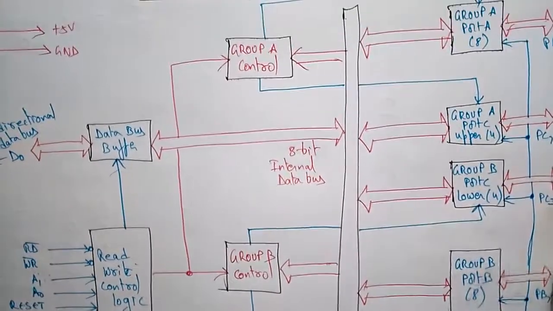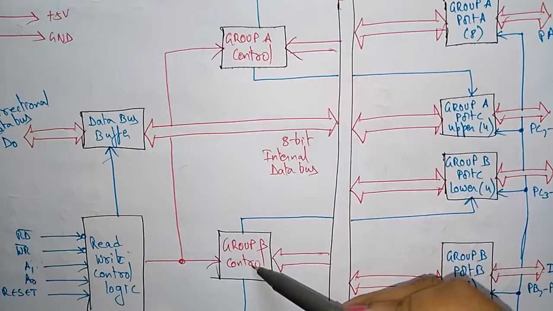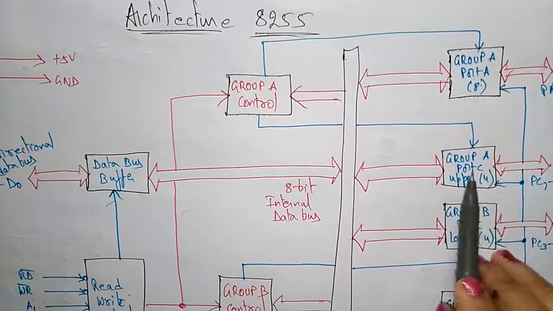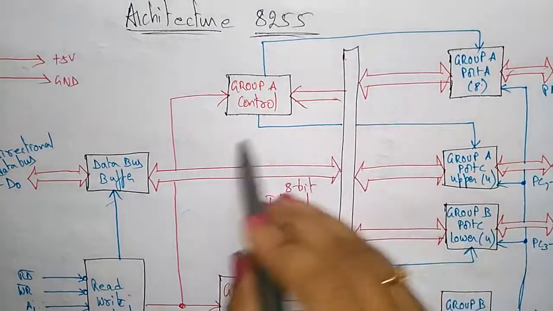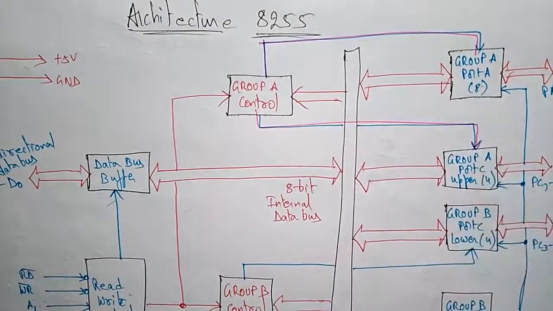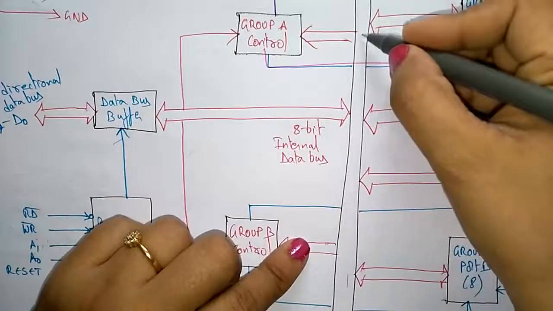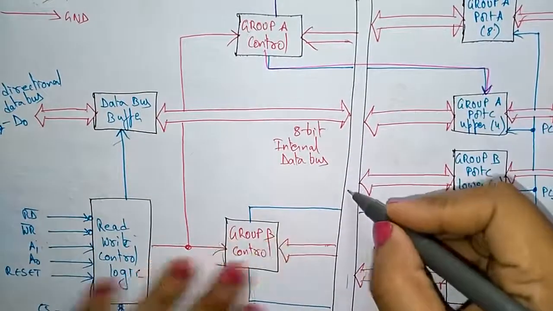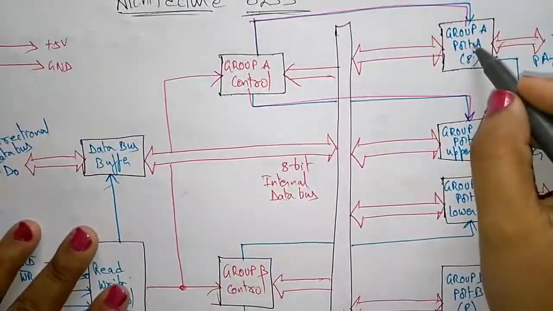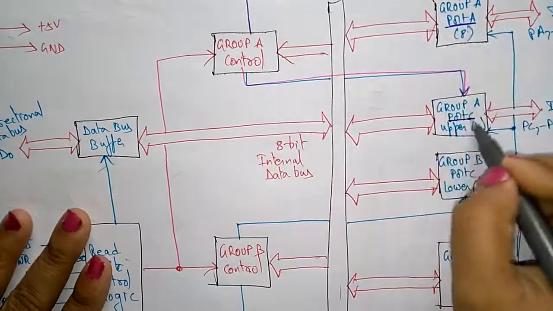Now coming to this. Actually, this 8255 is divided into two groups, Group A control and Group B control. The Group A control holds Group A port A and Group A port C upper. Okay, so this is an internal bus, consisting of data bus, address bus and control bus. Here you have to remember that Group A control holds Group A port A, 8 bits, and port C upper.